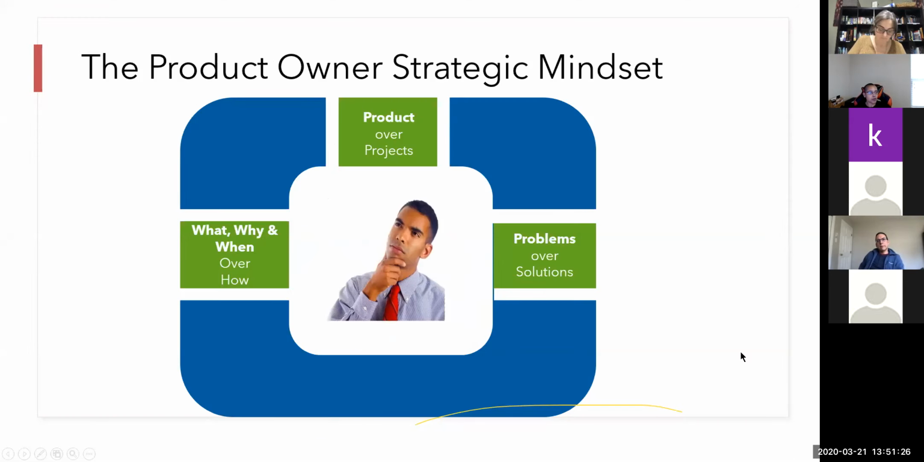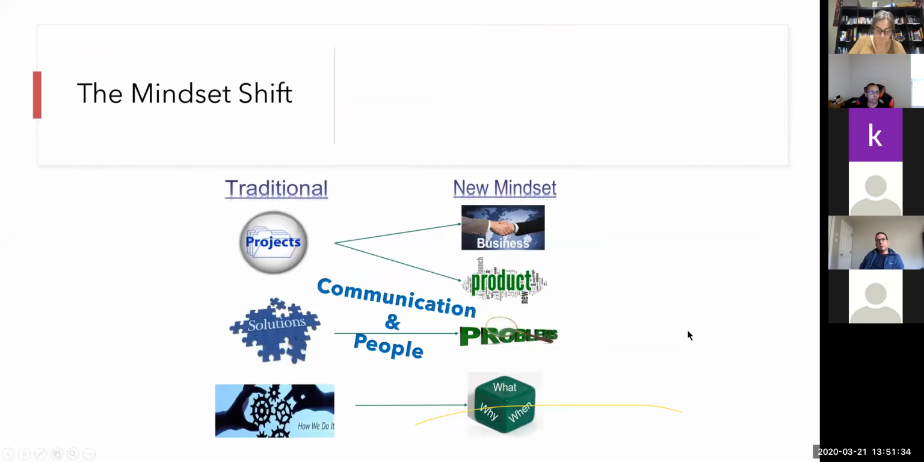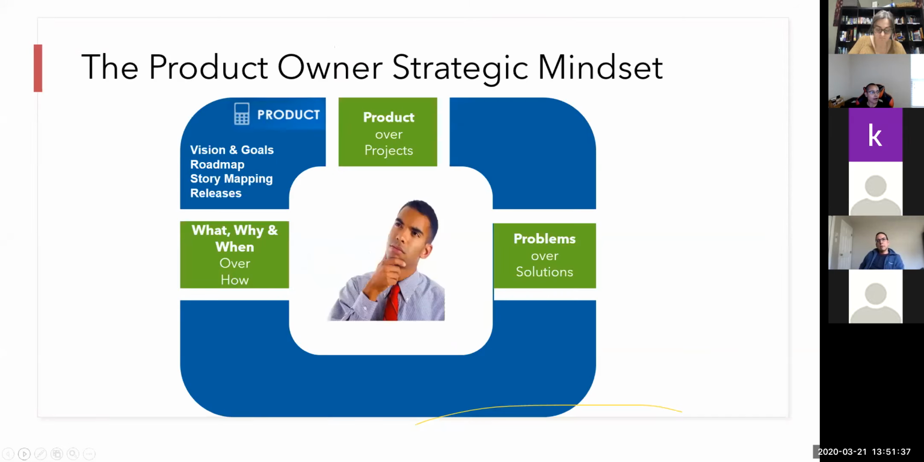So, the strategic mindset. We've already talked about product over projects, problems over solutions, what, why, when over how. All right, so as a product owner, these are the things that you want to start to get them to focus on: the vision and the goals, road mapping, story mapping, and releases.